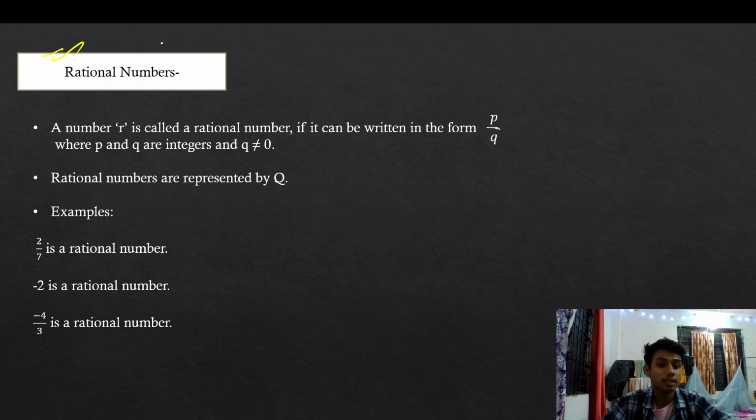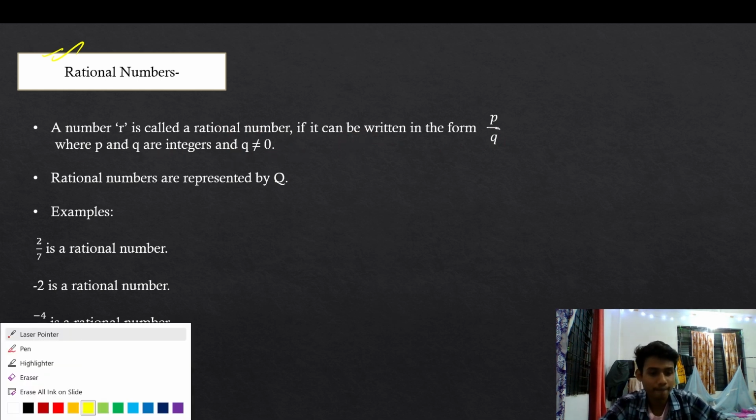Now comes the next topic, rational numbers. Now this is a very important topic for your syllabus. Now according to the definition, a number R is called a rational number if it can be written in the form P by Q, where P and Q are integers and Q not equals to 0. I'll write it again.